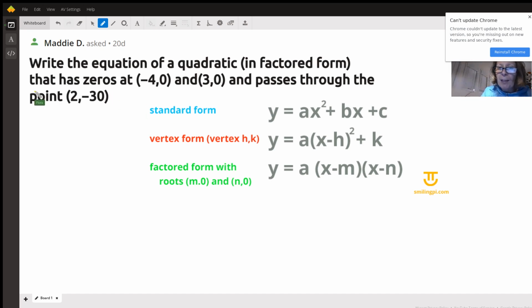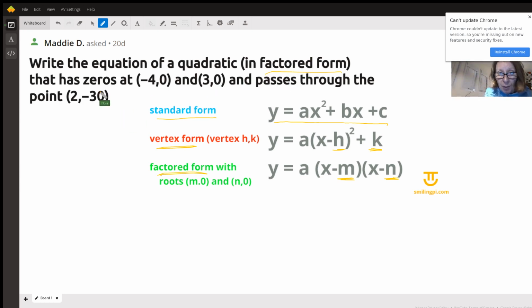Well, with quadratics, we're very familiar with the standard form, which is y equals ax squared plus bx plus c. The next form we're probably most familiar with would be the vertex form, and the vertex is at (h, k). Probably the form that we learned how to factor but don't really associate so much is the factored form that has roots at m and n. So that's definitely the form we want to use here. It does even tell you factored form.